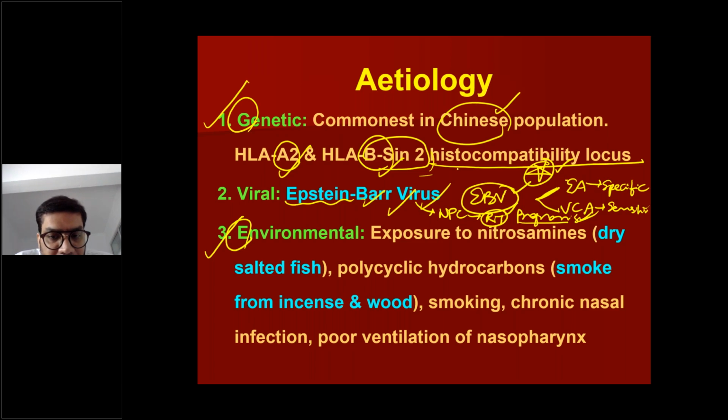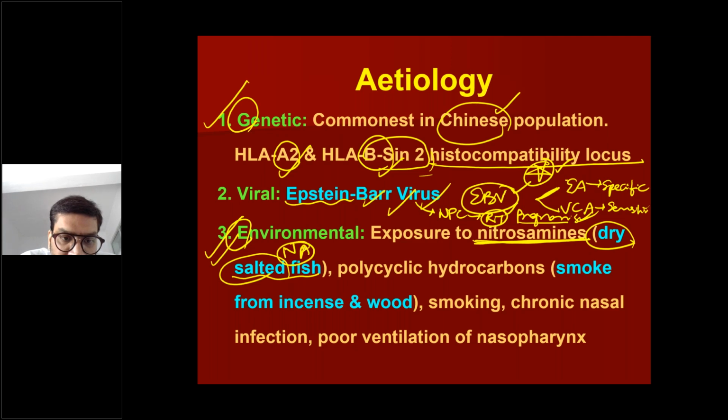To take environmental factors, the exposure to nitrosamines, dry salted fish. Dry and salted fish, because of the nitrosamines. Especially vitamin C blocks these nitrosamines, which is very good for the prevention of this carcinoma. So these nitrosamines are inhibited by vitamin C. So vitamin C is very important. It will help in prevention of the cancer.